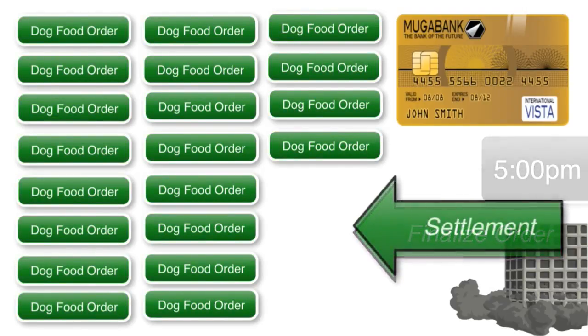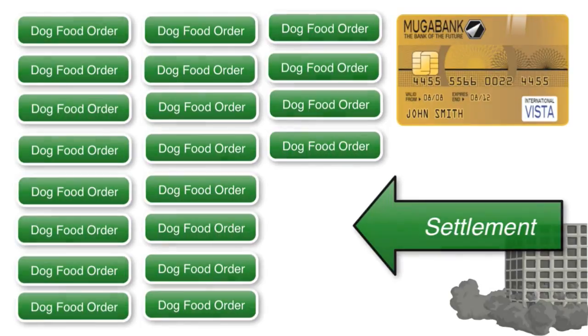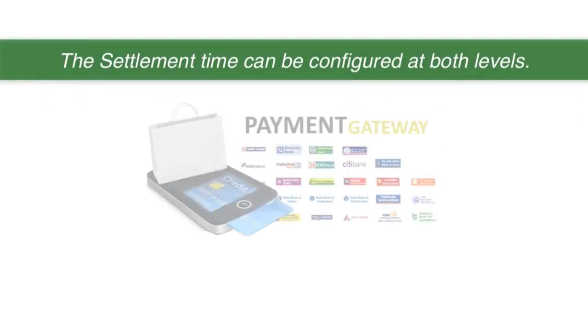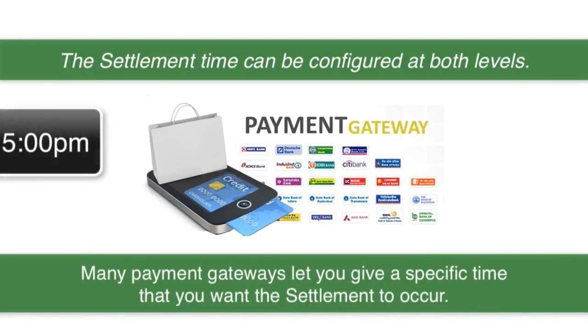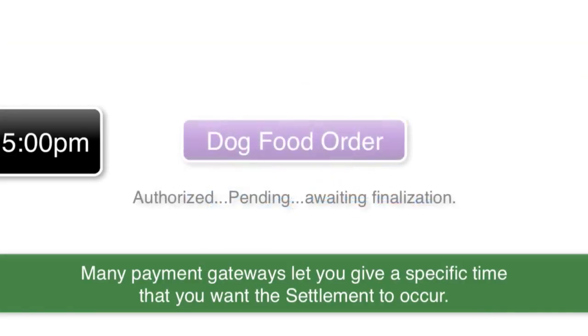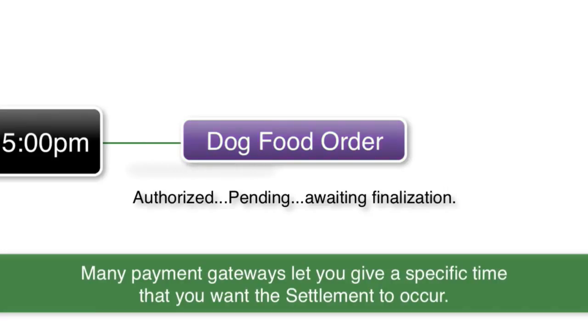Correct. And that's usually called settlement. And you're correct, that can be configured at both levels. I think where the payment gateway is helpful is that many of them, not all of them, will give you the opportunity to set a specific time that you want that settlement to occur. And every day at that time, it will go through the log of authorized transactions, the pending ones waiting finalization, and will settle those transactions for you.